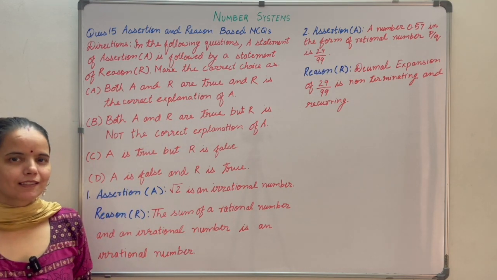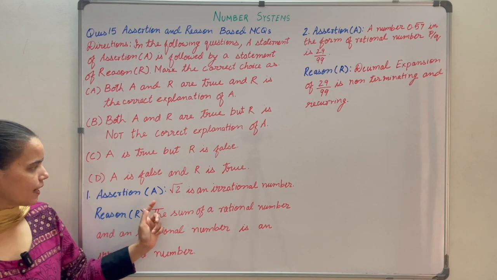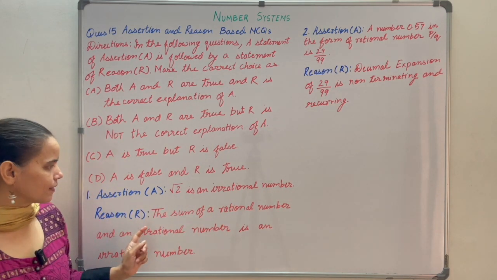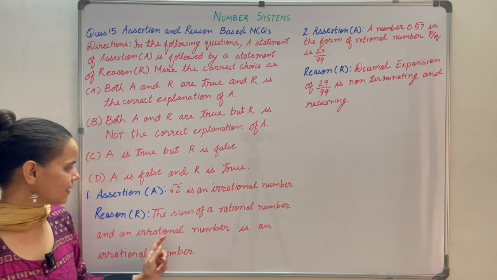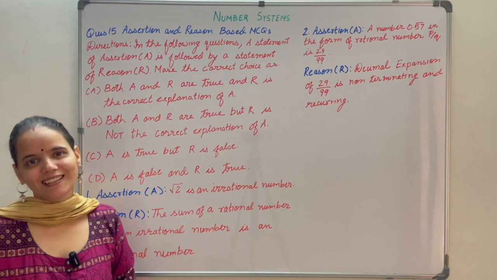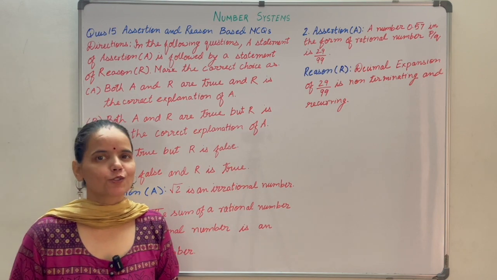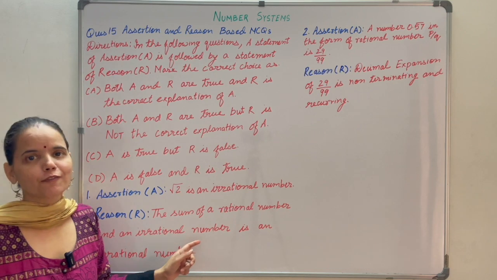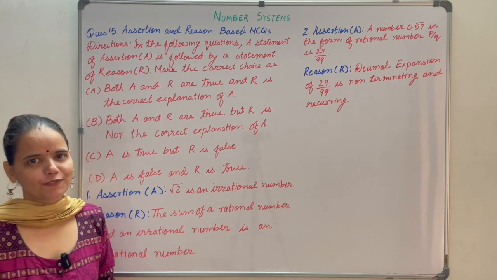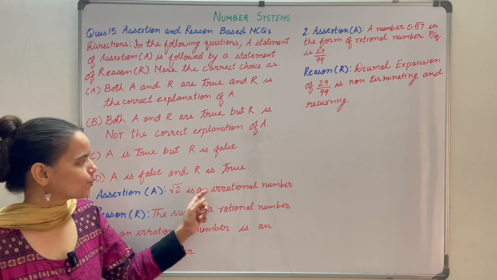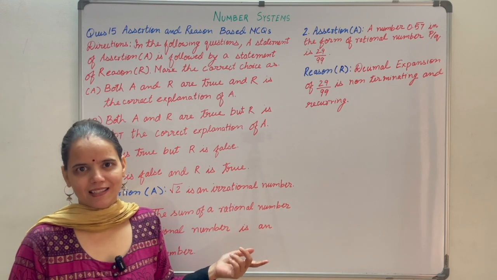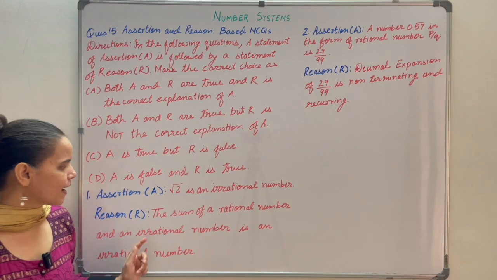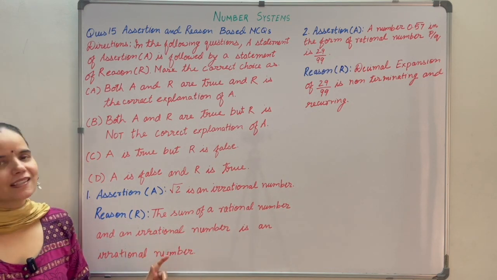So let us start. The first question, assertion A: root 2 is an irrational number. Reason R: the sum of a rational number and an irrational number is an irrational number. So the first step is to check whether this is true or false. Even for this, you have to check whether this is true or false. So let us check. Is root 2 an irrational number? Yes, this is correct. Second one, the sum of a rational number and an irrational number is an irrational number.